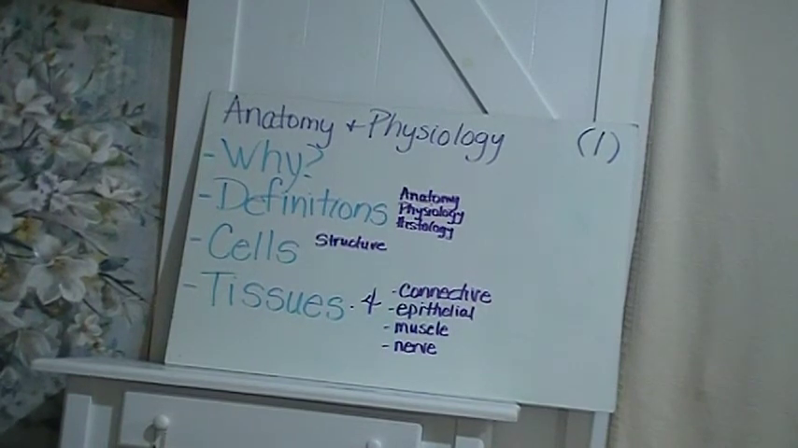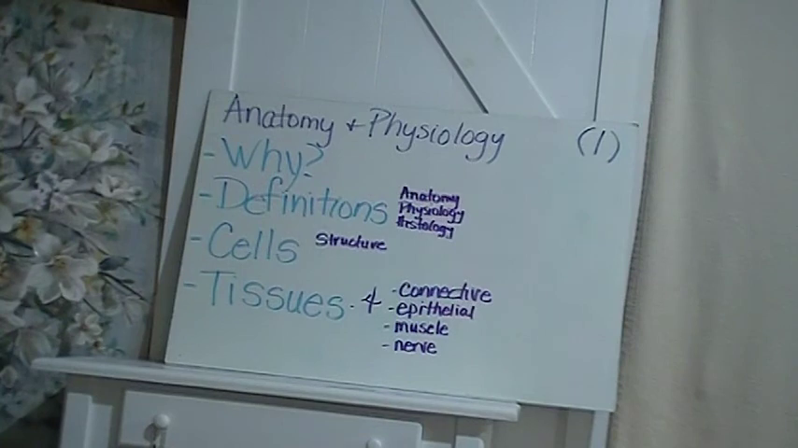Muscle tissue, we all kind of know what that is. Muscle tissue contracts and moves the various parts of the body. And then nerve tissue. Nerve tissue carries messages to and from the brain and controls and coordinates all body functions. Nerve tissue is composed of special cells known as neurons that make up the nerves, brain, and spinal cord.